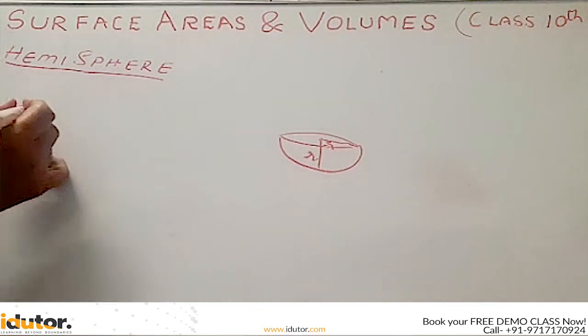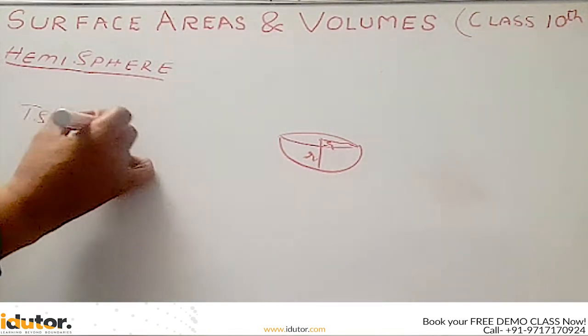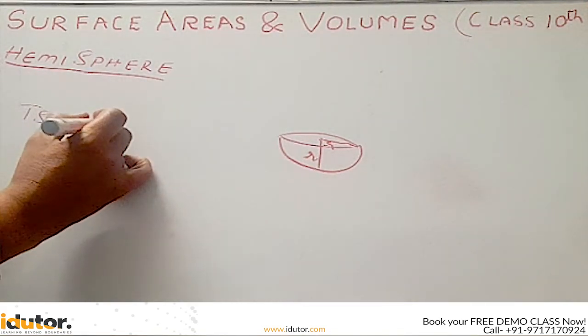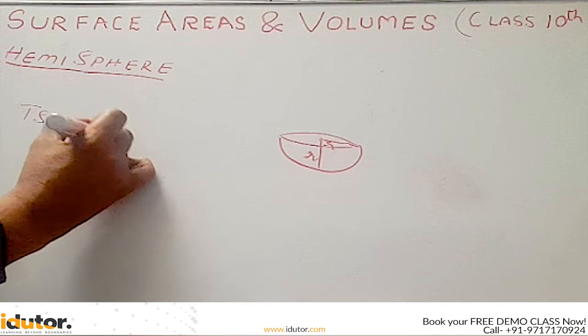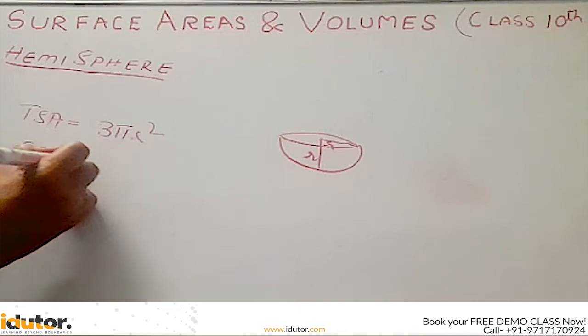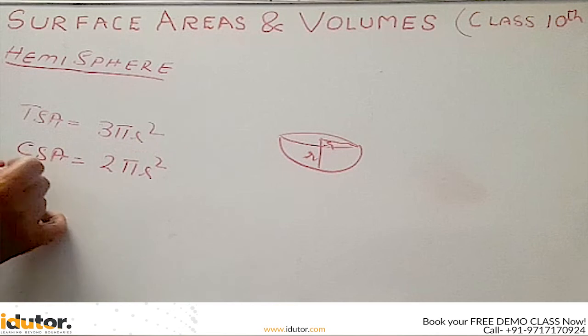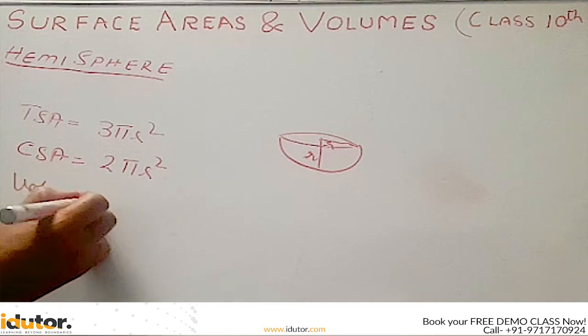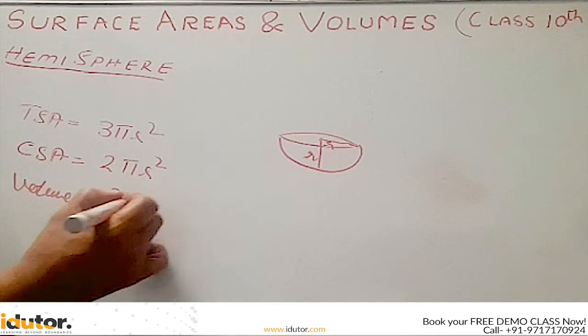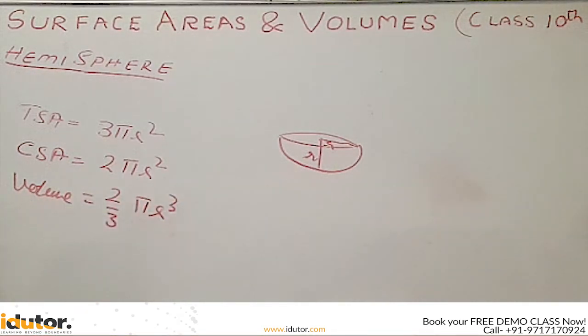So let us say what is the TSA first. TSA of the hemisphere is equal to 3 pi r square and CSA is equal to 2 pi r square, and we have the volume which is equal to 2 by 3 pi r cube. So these are the formulas of a hemisphere.